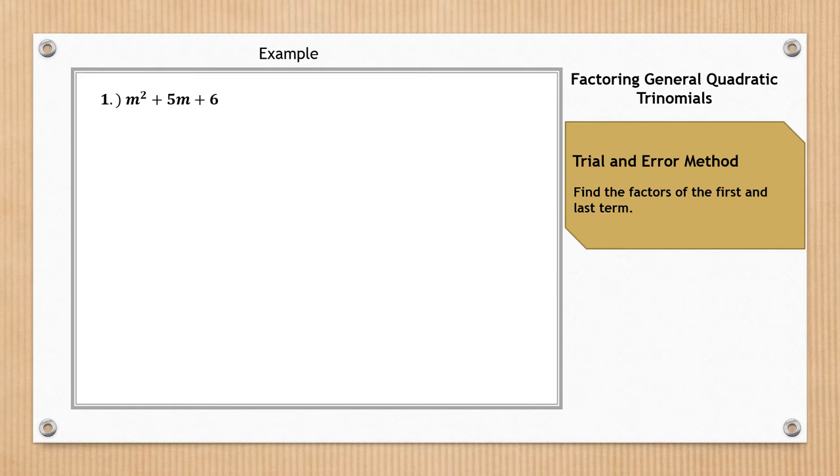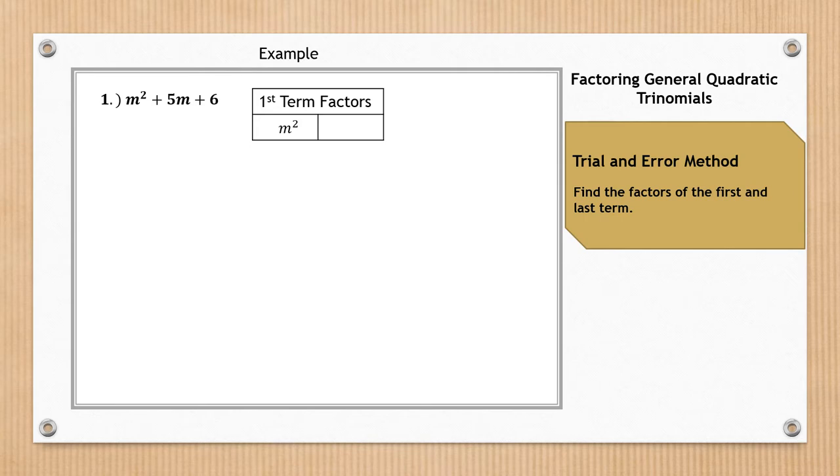We'll have m squared plus 5m plus 6. As I discuss this further, class, there are cases we can watch out for. Let's see what those are. As it says, you have to find the factors of the first and the last term. So I made a table. You write down the first term. The first term is m squared. So you find the factors of m squared.